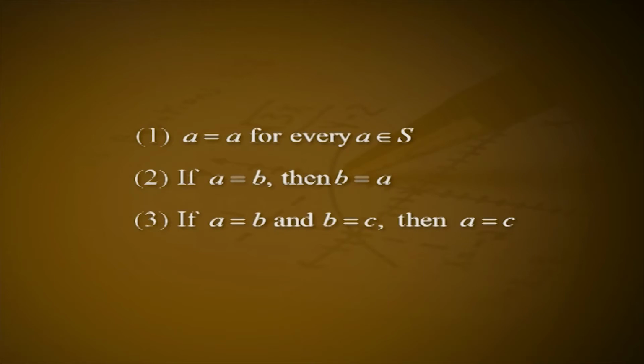The general idea behind an equivalence relation is that it is a classification of objects which are in some way alike. In fact, the relation of equality on a set S is an equivalence relation. That is, 1. A equals A for every A belonging to S. 2. If A equals B, then B equals A. 3. If A equals B and B equals C, then A equals C. For this reason, one frequently uses the tilde to denote an equivalence relation.